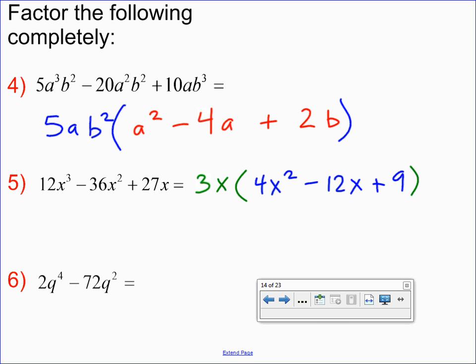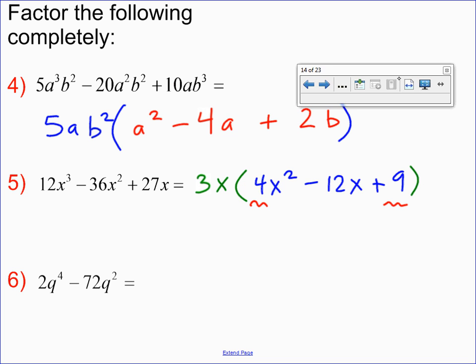Some of you may be tempted to box this answer and move on to number 6. However, what do you recognize about this blue trinomial? What kind of numbers are 4 and 9? Margot? Yeah, perfect squares, and so this might be a special pattern. Let's see if we can't go another step.